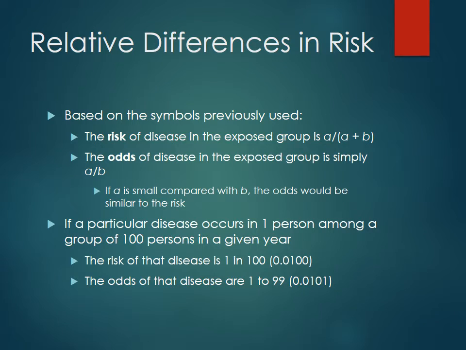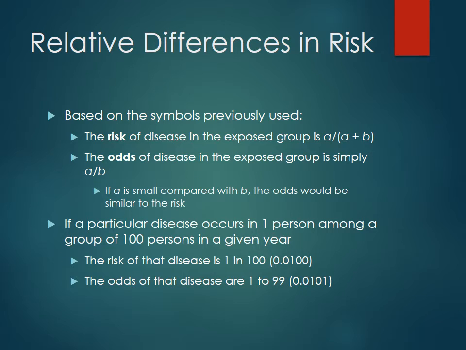Okay, so again, based on the symbols previously used, we can see that the risk of disease in the exposed group, as we mentioned, is going to be A over A plus B. So again, it's the people who had the risk factor, who had the exposure, who developed the disease, divided by that whole sample. On the other hand, if we're looking at odds, the odds of disease in the exposed group are simply going to be A divided by B. So it's the odds of someone getting the disease divided by the odds of someone not getting the disease, essentially. If A is small compared with B, the odds would be very similar to the risk. But in a lot of cases, if that's not the case, the odds can be very, very different from the risk you ended up calculating.